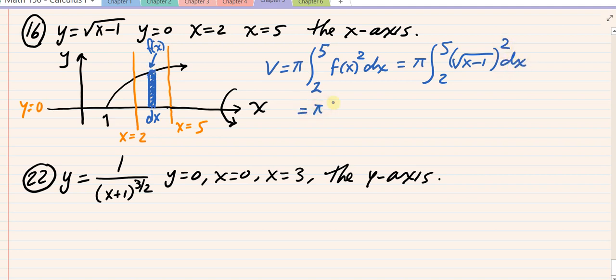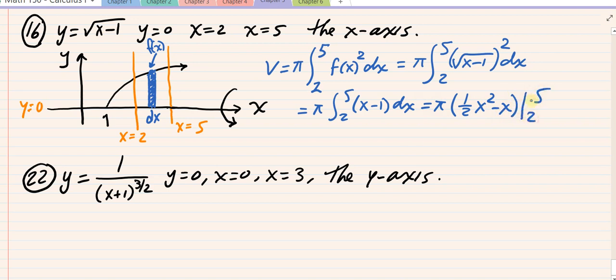And that's going to be the square root of x minus 1, squared, which is just x minus 1, dx. And the integral is going to be pi times 1/2 x squared minus x, from 2 to 5. And then, let's see, plug in the upper and lower limits.